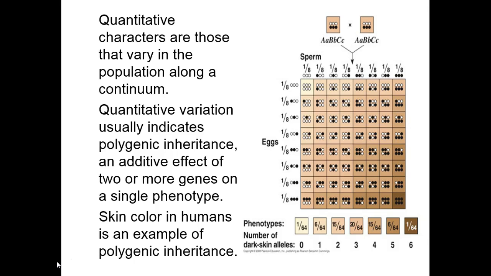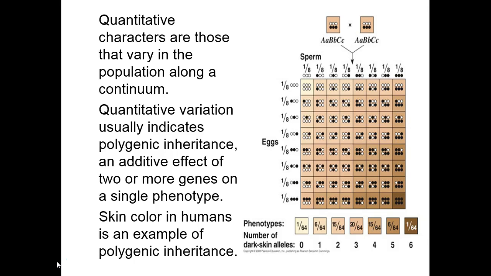Then there's also quantitative characters. These usually show up in polygenic inheritance. It's the additive effect, and this is the classic one that you look at with regard to skin color, where there are actually multiple alleles that dictate skin color, everything from the palest to the darkest. And most individuals are a blend.